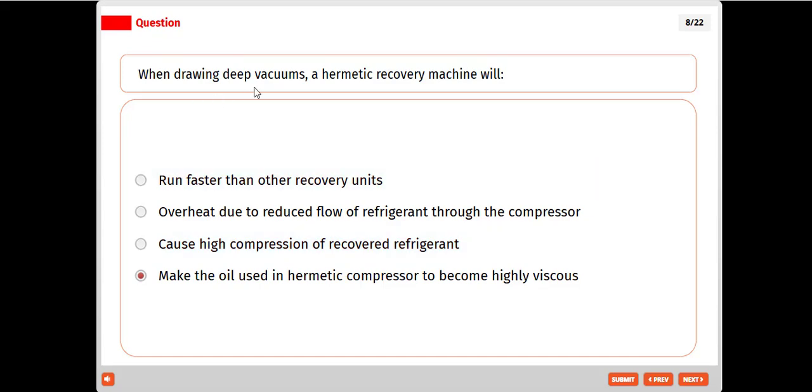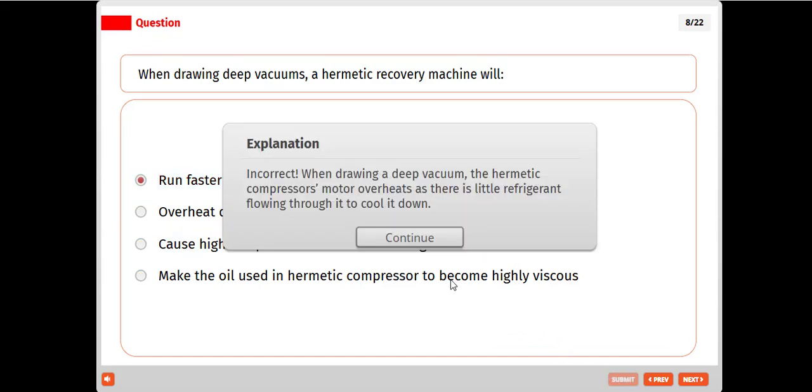When drawing deep vacuum, a hermetic recovery machine will run. When drawing deep vacuum, the hermetic compressor motor overheats as there is little refrigerant flowing through it to cool it down.